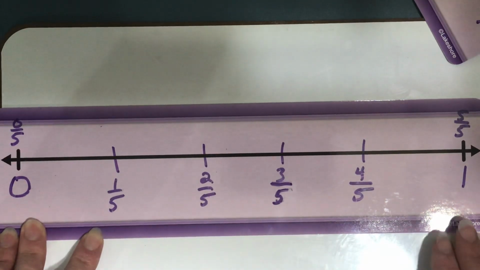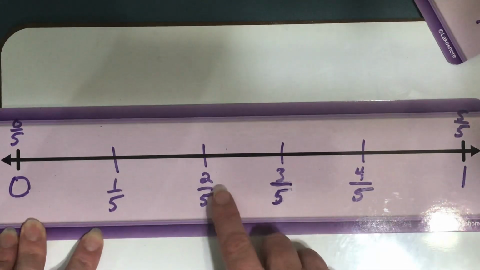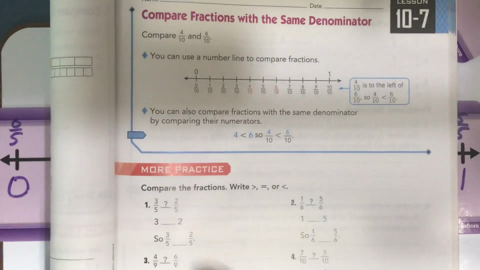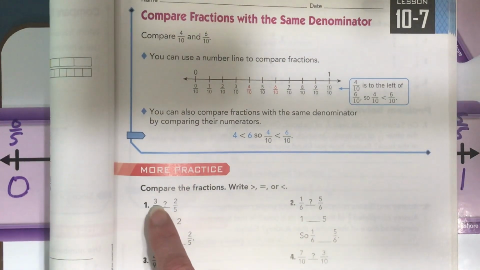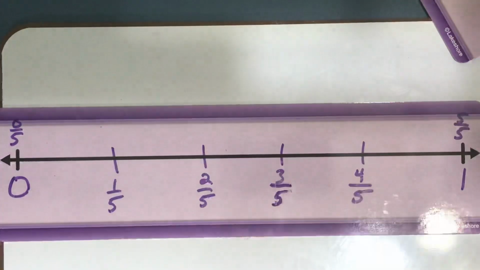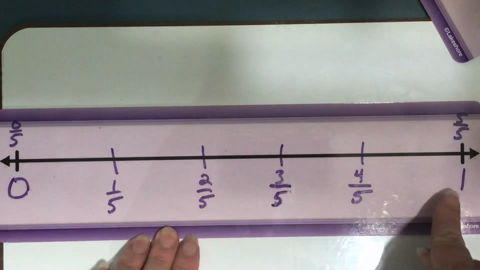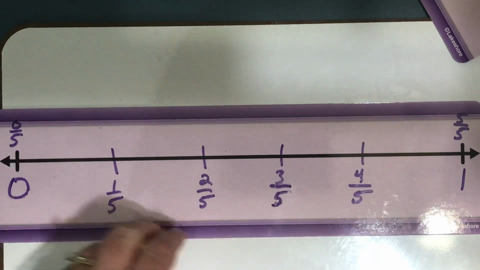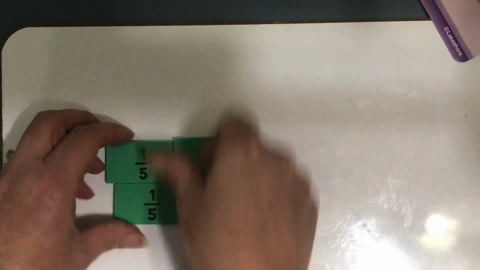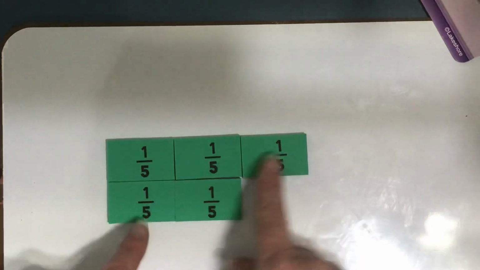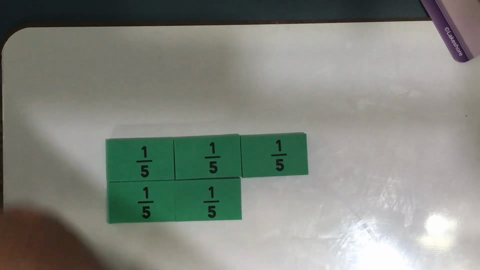So when I compare fractions with the same denominator, I really just have to look at the numerator. So if I look at number 1 here on 149, 3/5 compared to 2/5, I know that 3 is greater than 2, so 3/5 is greater than 2/5. And I can see that on my number line. 3/5 is closer to 1 than 2/5 is, so it's greater. I can also use my fraction pieces to see that 3/5 is greater than 2/5. 3/5 is 1/5 more than 2/5.